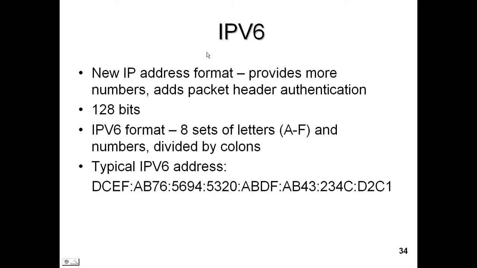Your iPhones, your cars, all these devices, laptops all around the world, computers, everybody wants public IP addresses. So they needed to develop a new method of addressing so they would have more addresses. So we have what's called IPv6. IPv6 is a 128-bit address that's got 8 sets of letters and numbers, A through F and 0 through 9, divided by colons. So what you see at the bottom of the screen would be a typical IPv6 address.